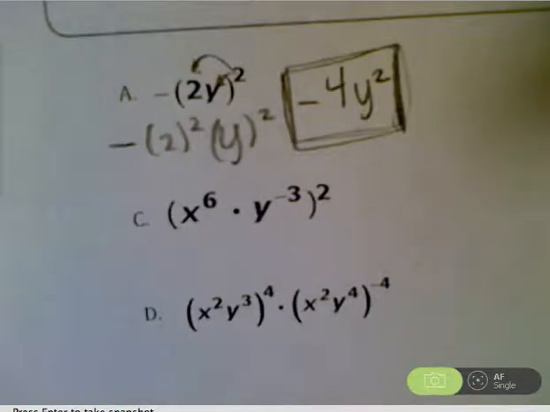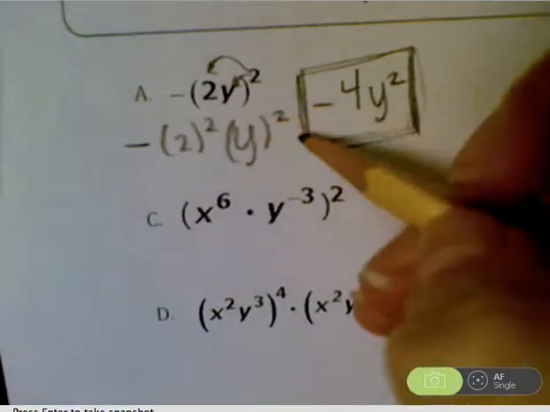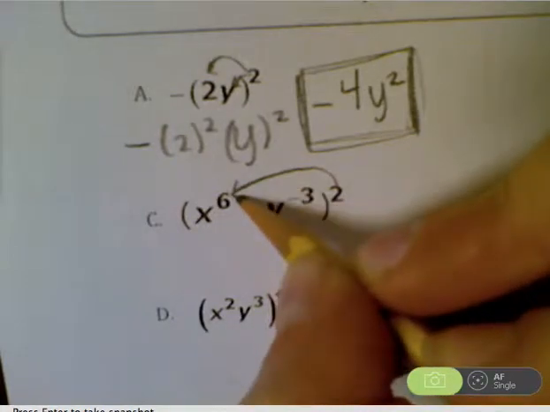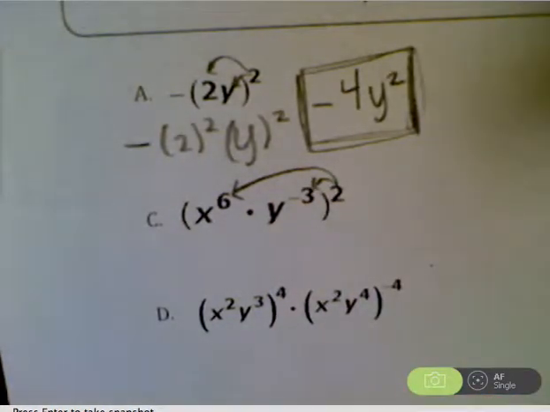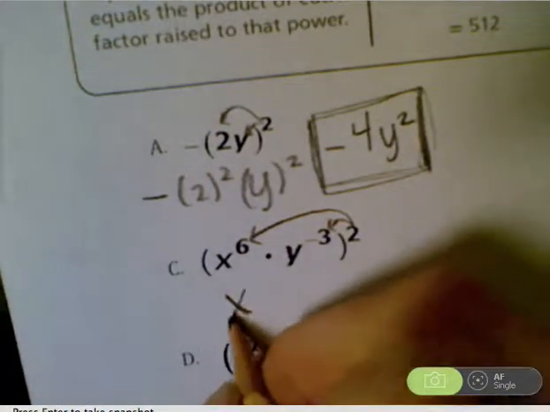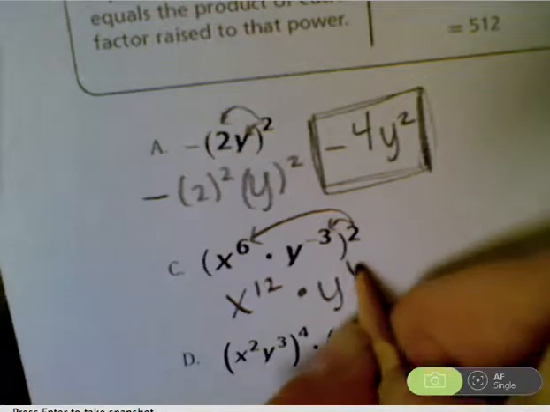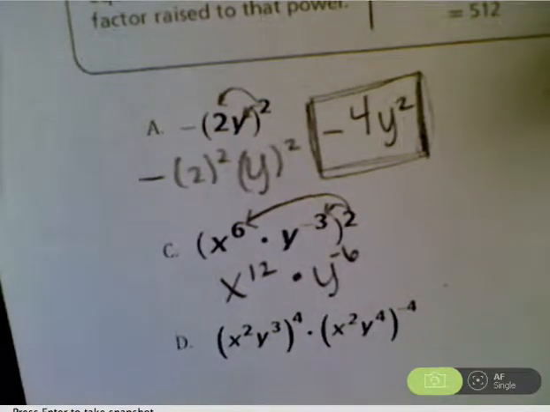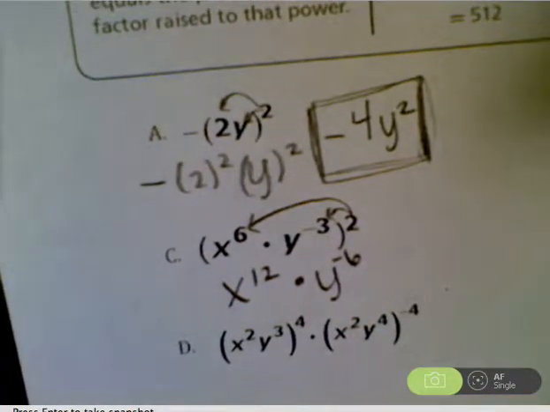The first thing we want to do is use this property to basically apply the power of 2 to the x to the 6th and y to the negative 3rd. Okay? So what do we get when we do that? X to the power of 12 times y to the negative 6. Good. X to the power of 12 times y to the power of negative 6. All I did was multiply 2 times 6 and 2 times negative 3.